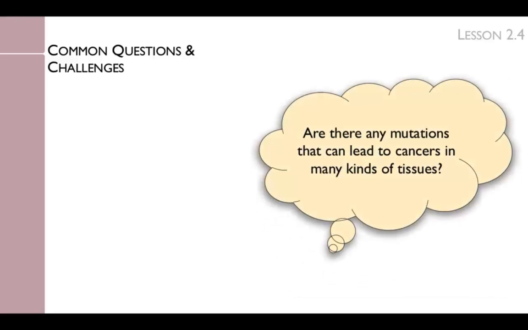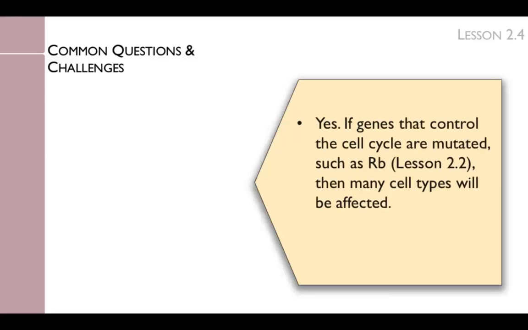Another question students ask is, are there any mutations that can lead to cancers in many kinds of tissues? Yes. If genes that control the cell cycle are mutated, such as RB, which we discussed in Lesson 2.2, then many cell types will be affected because checkpoint proteins like RB are common in every cell. Therefore, RB acts as a hub. Recall that we talked about hubs in Lesson 2.3.